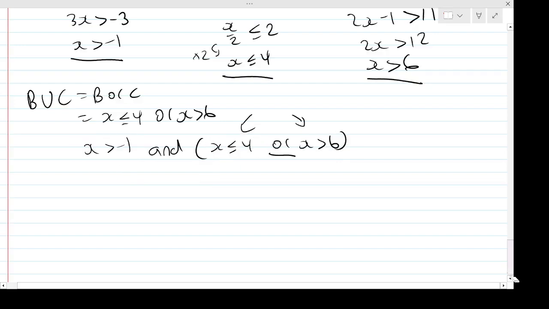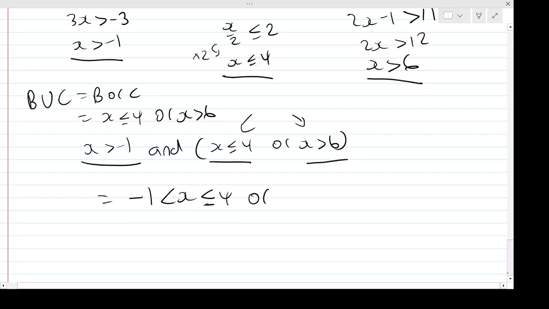So if we combine this x greater than minus 1 with these two inequalities, x has to be less than or equal to 4, and x has to be greater than minus 1. So minus 1 is the lower bound for x, but x has to be at most 4. So x has to be less than or equal to 4, but above minus 1. So that is the first inequality.